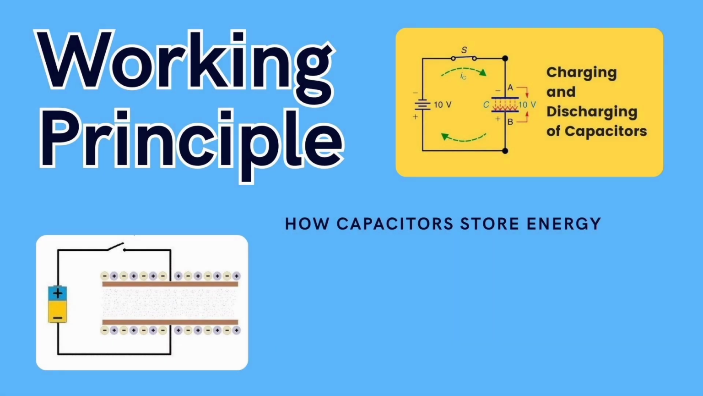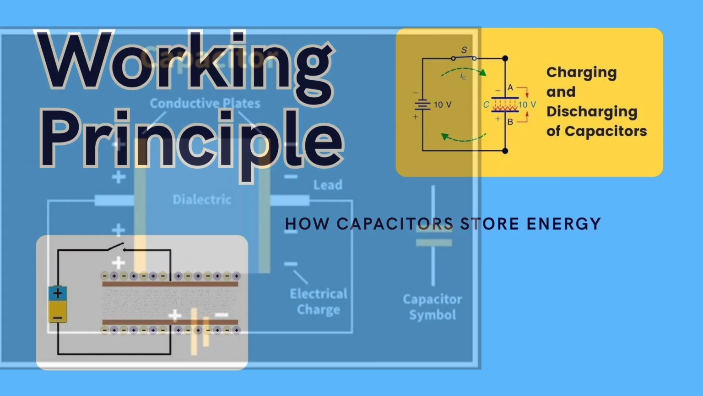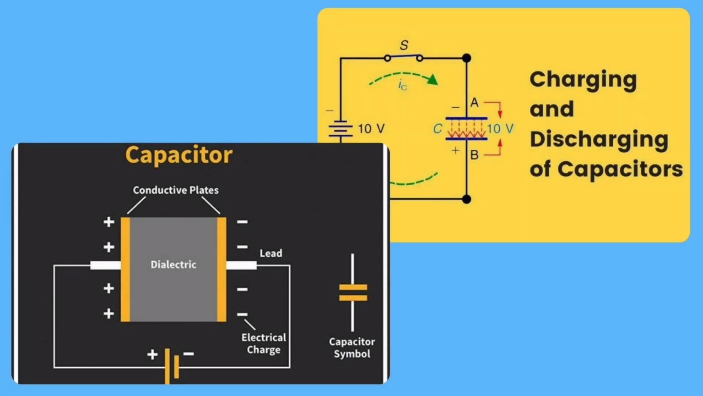Now let's understand the working principle of a capacitor. It's based on storing electrical energy in the form of an electric field. When a voltage source is connected to a capacitor, electrons start accumulating on one plate, while electrons decrease on the other plate. As a result, one plate becomes negatively charged and the other plate becomes positively charged. Since a dielectric material is present between the two plates, the charges cannot flow directly through the capacitor. Instead, energy is stored between the plates in the form of an electric field.